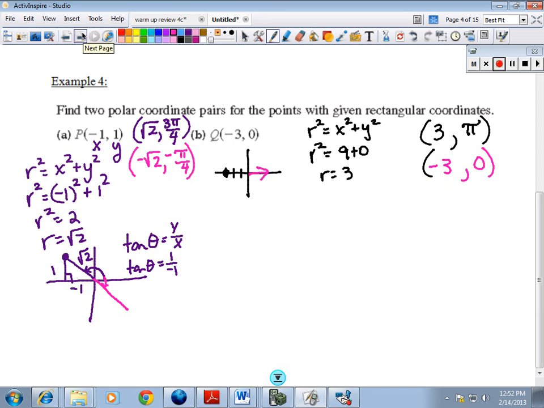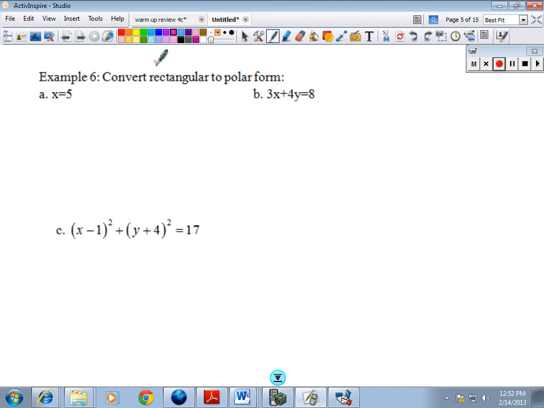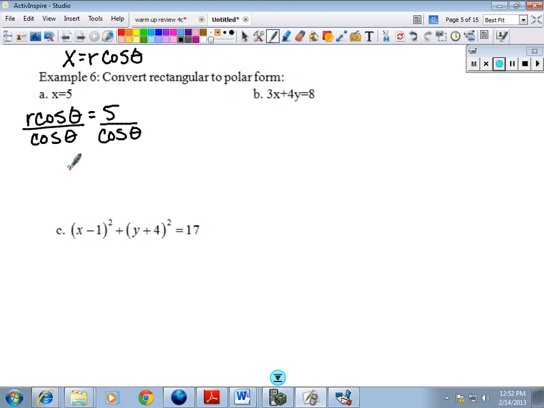Continuing on. Convert from rectangular to polar. Again, I'm going to use my same formulas. I know that x equals r cosine of theta. So instead of x, I'm going to put r cosine of theta equals 5, and I'm going to solve for r. So you could either say r equals 5 divided by cosine of theta, or sometimes you'll see it written like that.